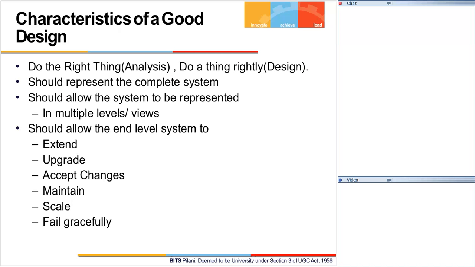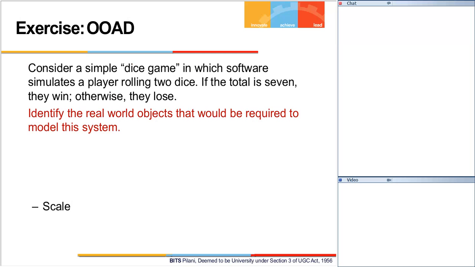I think this is what we covered. We'll take up a few questions now, okay, and then I'll also take up what is coming up in the chat. Let's take up this exercise. So when I've spoken so much about OOAD analysis and design, right? Given this question, I would request you to think about the various real-world objects that would be required to model this particular system. So I would just read it.